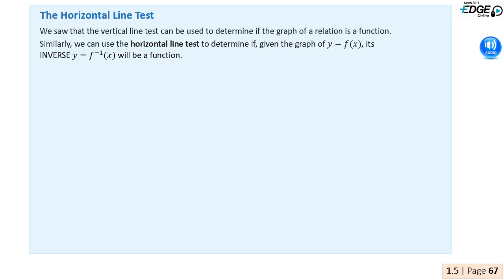At this point, you're likely a wizard of the vertical line test and can simply look at a graph and say if it is a function or not. Often we'll be asked to determine if the inverse of a given graph will be a function. Rather than graphing the inverse, we can make use of the horizontal line test.